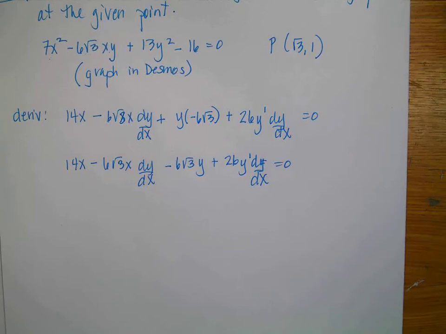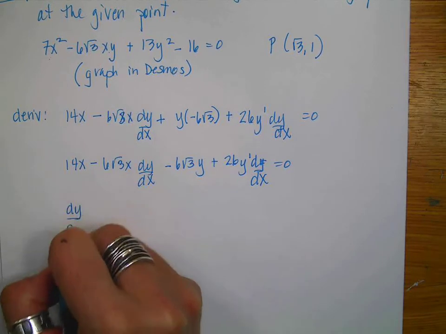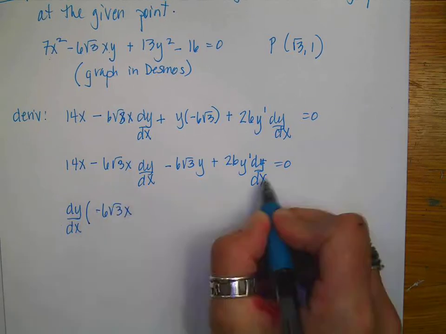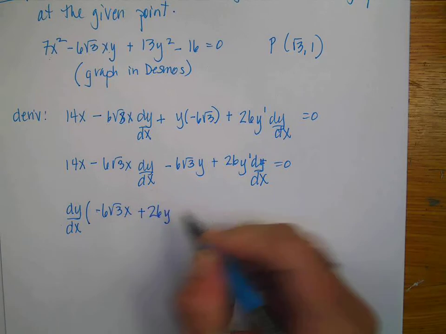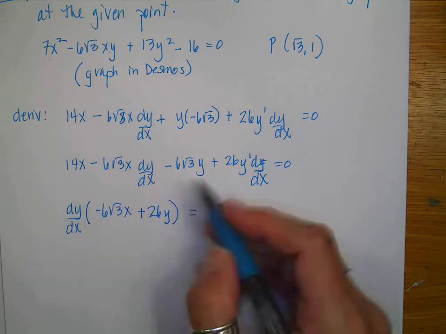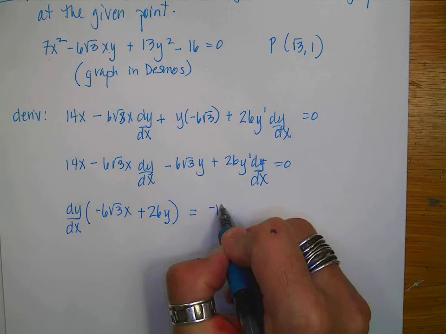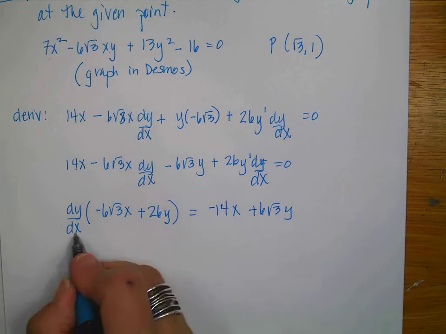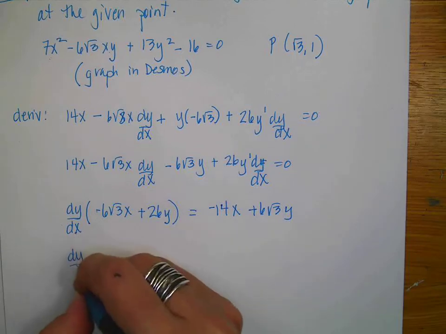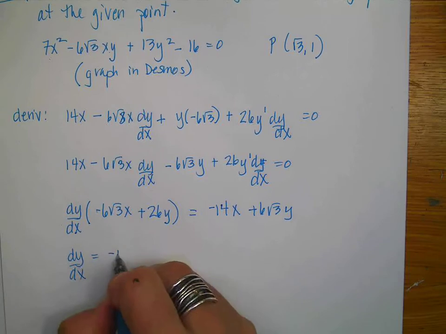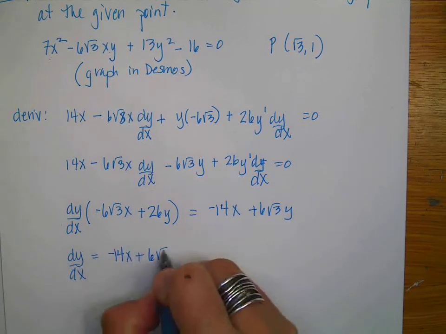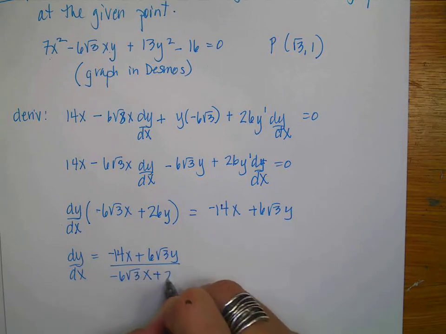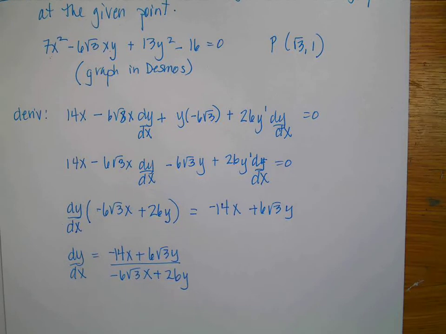Again, I'm going to factor and move at the same time. I'm going to factor out my dy/dx, and I'm going to get negative 6 radical 3x and then this guy plus 26y, and then taking things to the other side, minus 14x and plus 6 radical 3y. Remember, we're solving for dy/dx, so dy/dx is going to equal 14x plus 6 radical 3y over negative 6 radical 3x plus 26y.